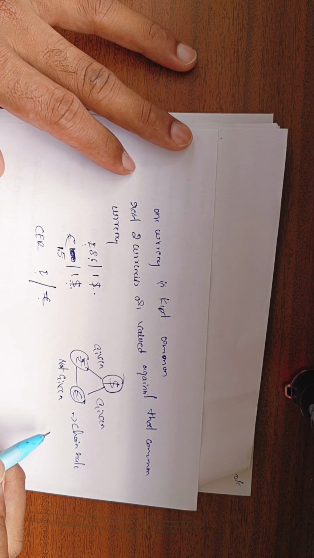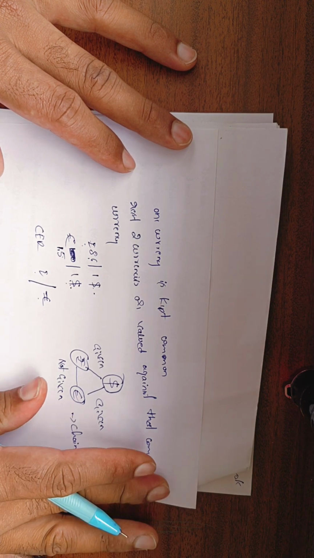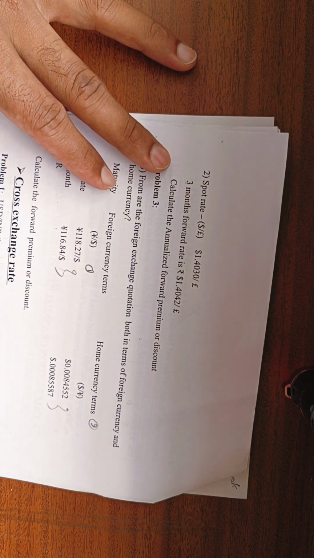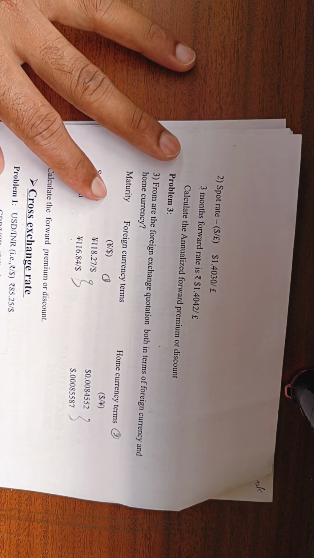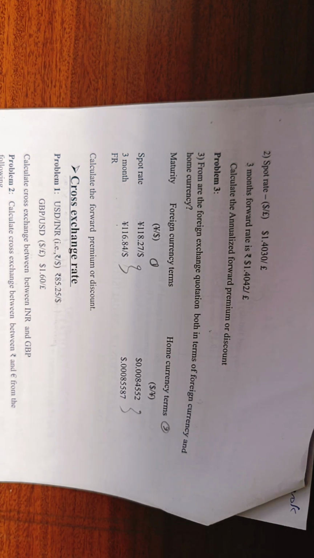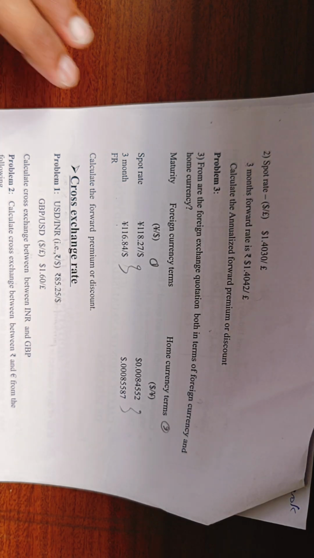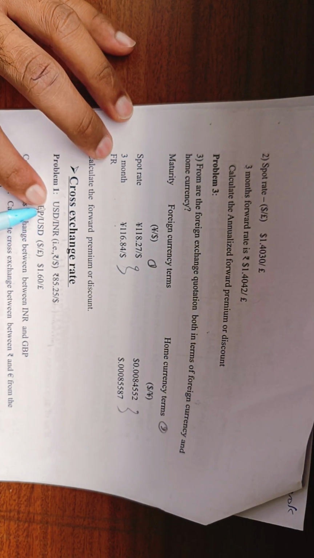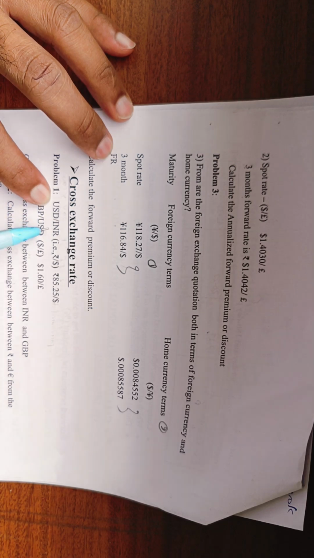We'll explain clearly what exactly this is. Come to the first problem. Under the cross exchange rate, we have the first problem, that is USD bar INR. USD is US dollar, and INR is Indian rupee.